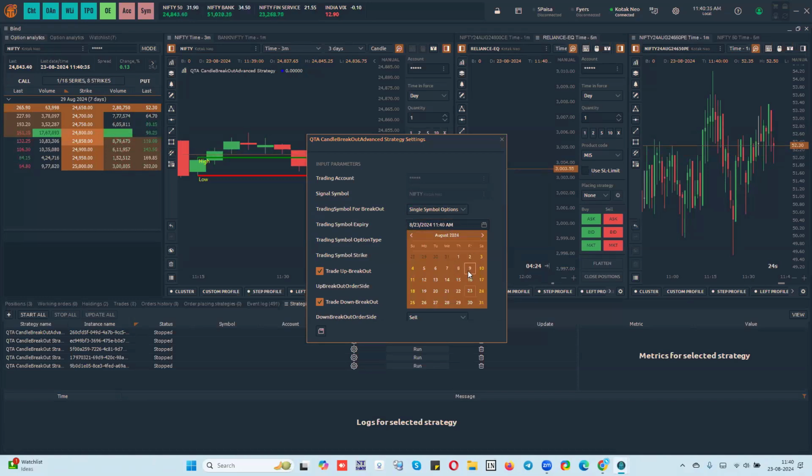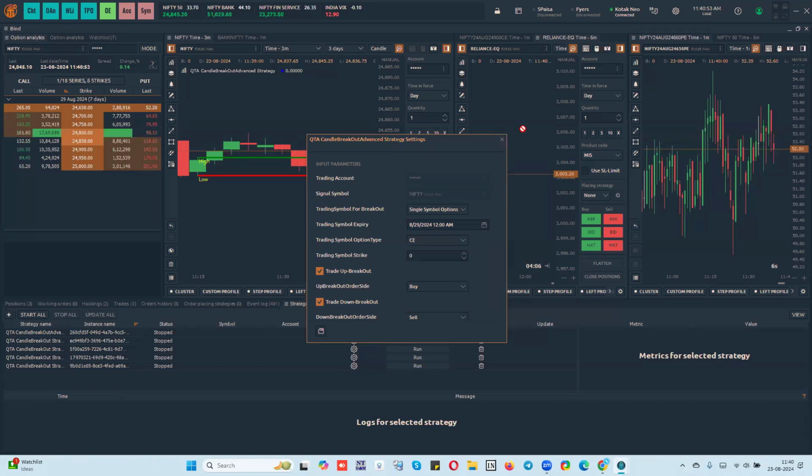You have to select the expiry date. This is very important. If you're trading Nifty, you'll have to select the next expiry, which is 29th of August. Whether you want to trade call option or put option depends on that. So you need to decide that.